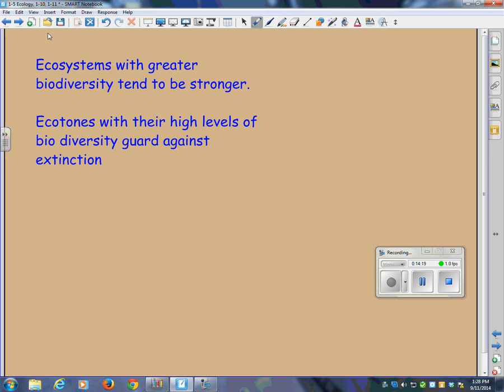Ecosystems with greater biodiversity tend to be stronger. Ecotones, with their high levels of biodiversity, guard against extinction.